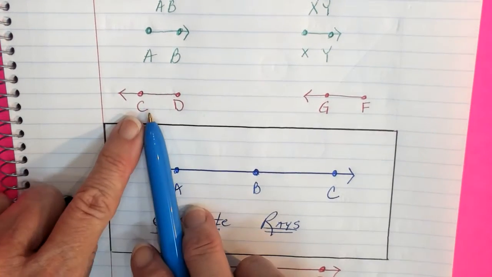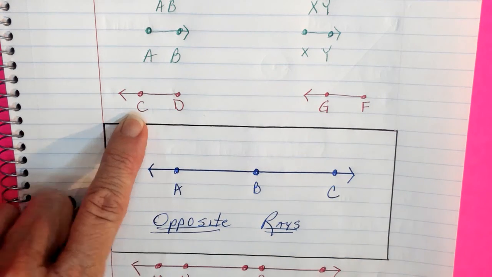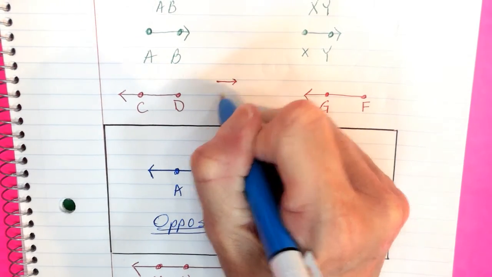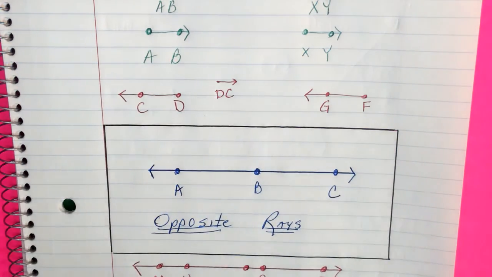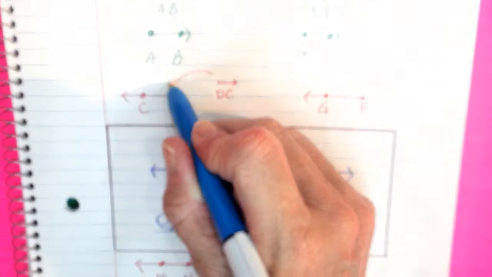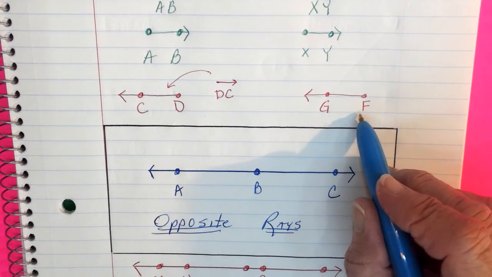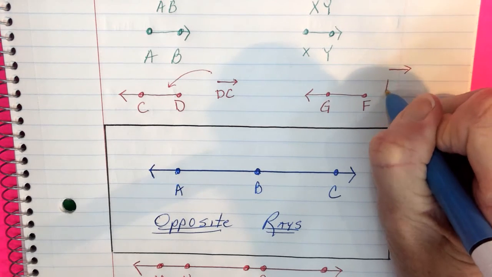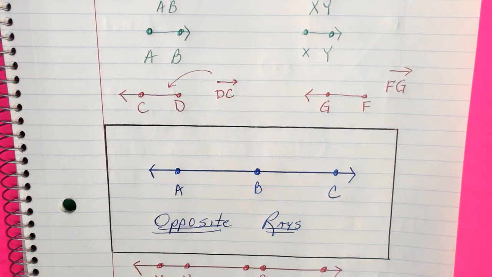Even though C is the first letter in the alphabet, D is the endpoint. So this ray here would clearly have to be named, there's my symbol, DC. That is the only correct way to name that ray right there. Likewise, this ray over here, F is the endpoint. I can put my ray symbol in. It starts at F, goes through G, and goes on forever.